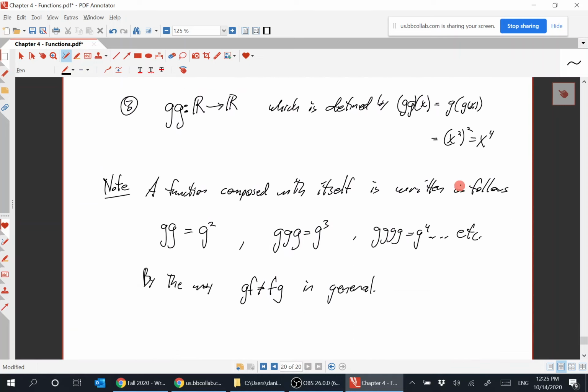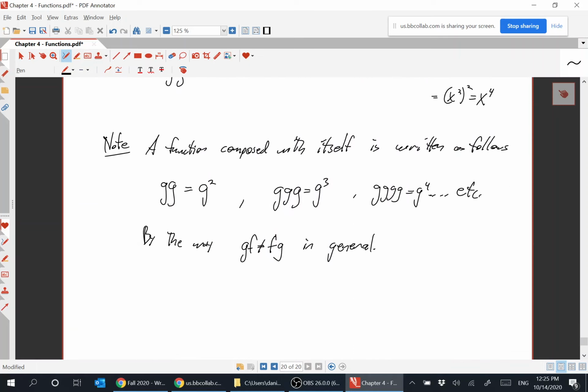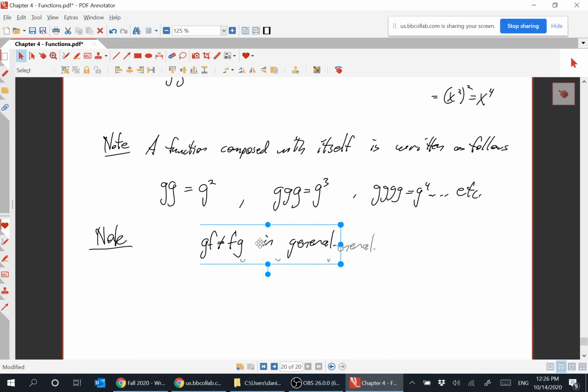And then, this is an important point. A function composed with itself, g following g, that's just written as g squared. But here, this is the point we left off on.